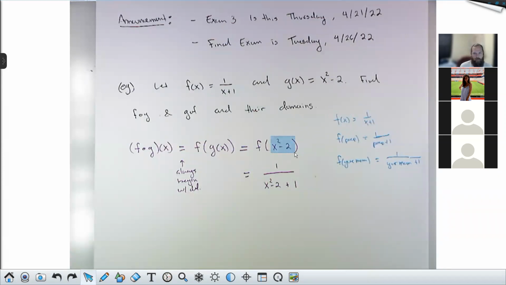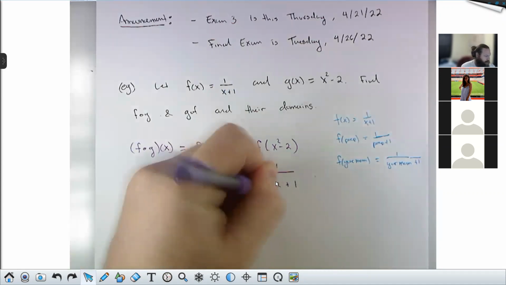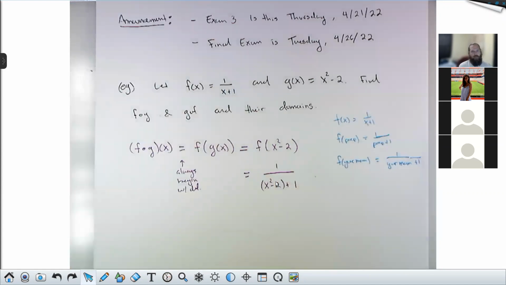And here, the input is x squared minus 2. The formula is 1 over x plus 1. So we replace this symbol by x squared minus 2. And it's usually wise to do this in parentheses. For this particular problem, it doesn't matter. But in general, that's the procedure.